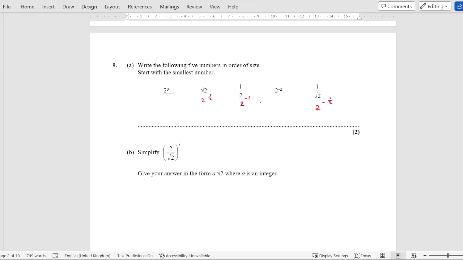So the smallest one there is going to be 2 to the minus 2, because minus 2 is the smallest number out of the powers. I've got 0, half, minus 1, minus 2, and minus a half. So my next smallest one is minus 1, which was a half. My next smallest one is minus a half, which is 1 over root 2. My next smallest one then is 0, so 2 to the 0. And then my largest one is 2 to the half, or root 2.